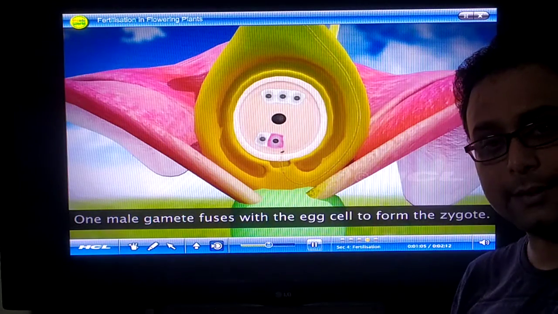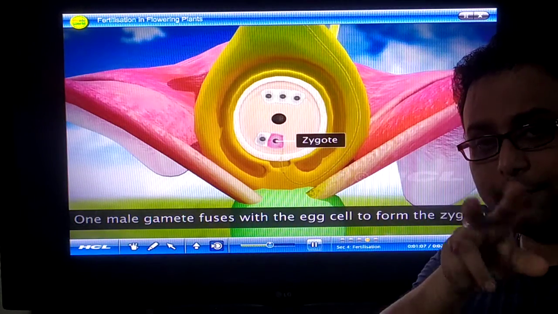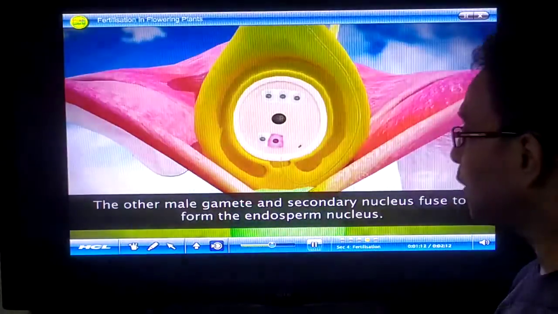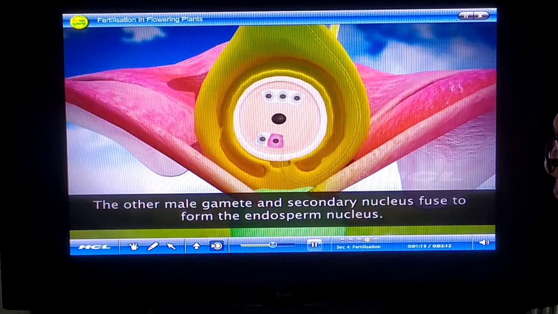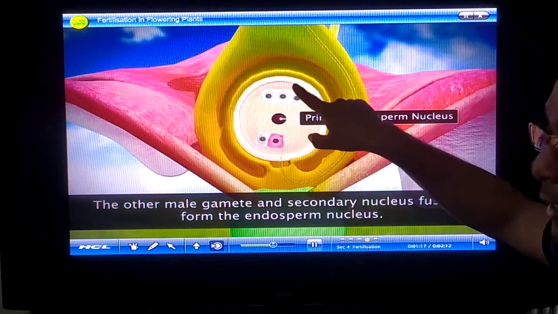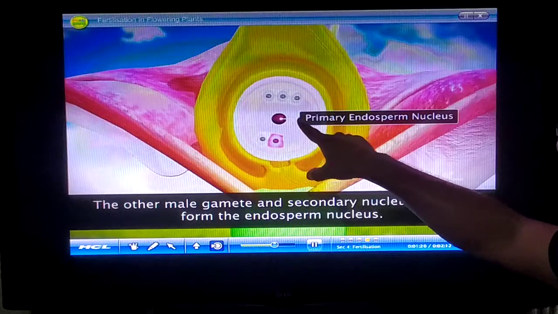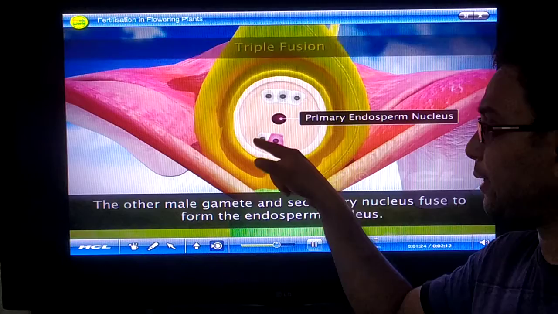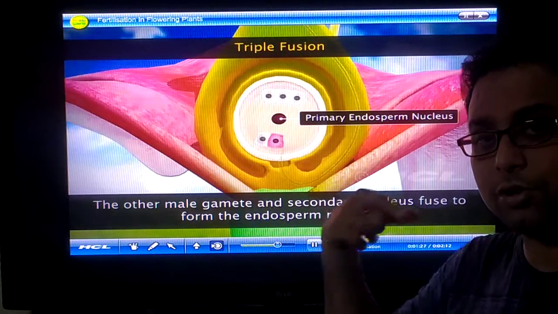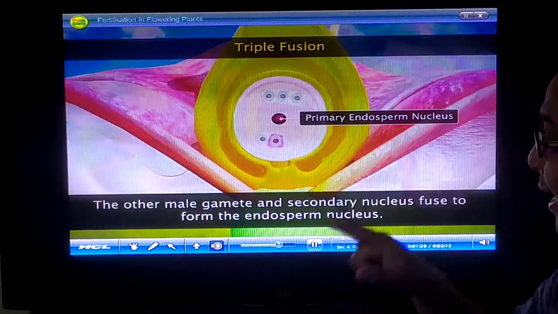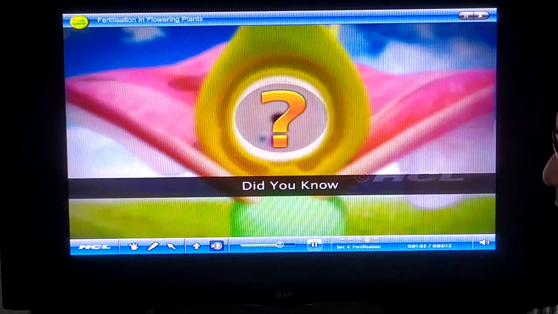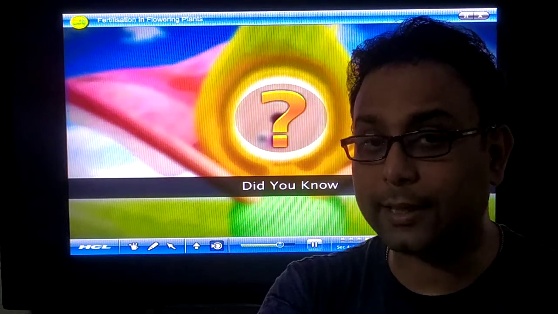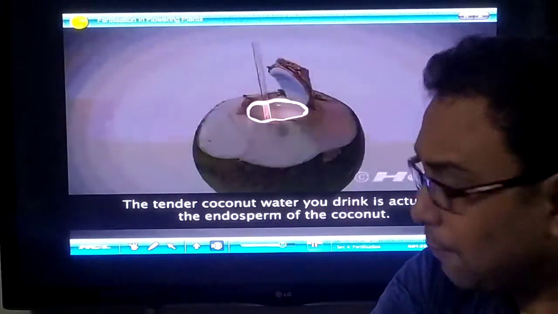This is the polar nucleus. This is 2n in nature. That means n plus n combine together and form the 2n. Then one generative nucleus fuses with the polar nucleus, and the formation of the endosperm nucleus happens, which is 3n. 2n is there, another n is fertilized. So 3n is formed, and the egg nucleus is fertilized by another generative nucleus, which is called the fertilization.